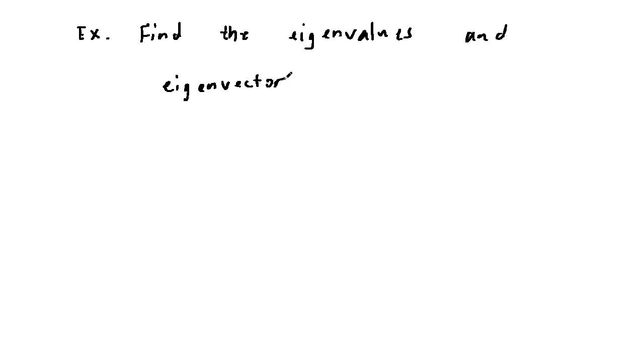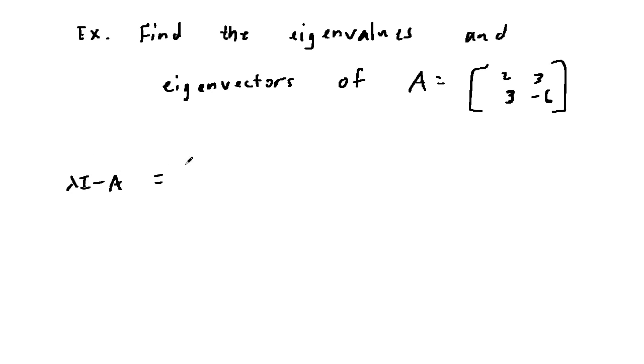Let's do an example of finding eigenvalues and eigenvectors. Okay, find eigenvalues and eigenvectors of this matrix A. Okay, let's form lambda I minus A. So lambda I is this, minus A.